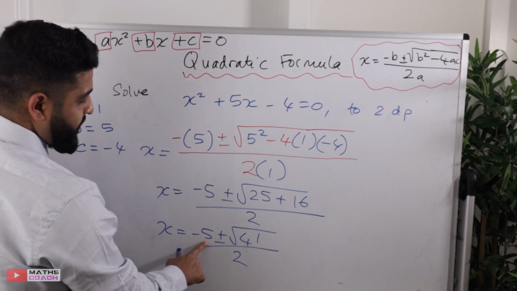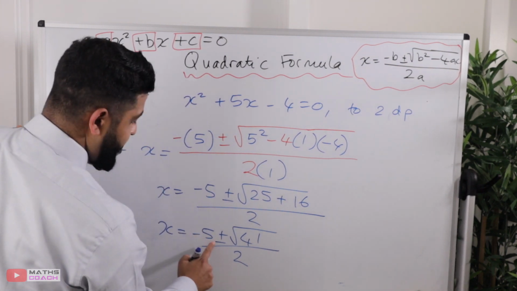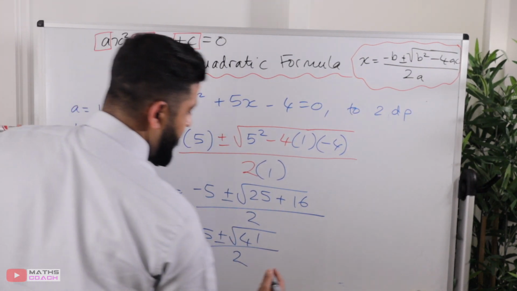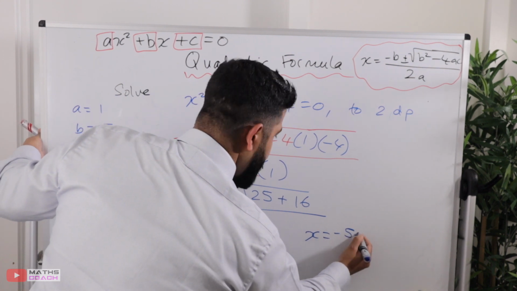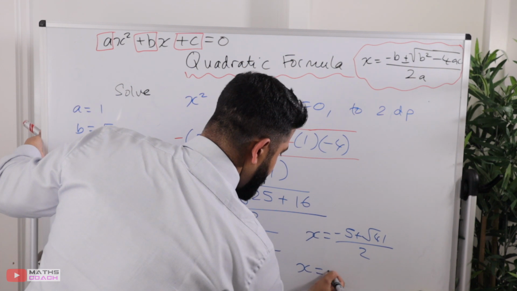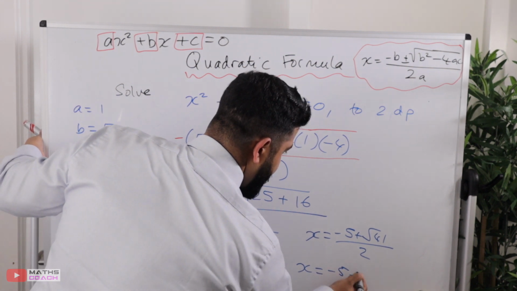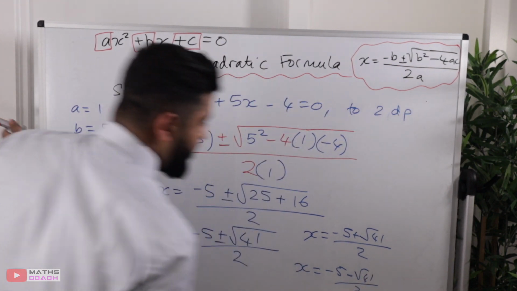So we're going to have minus 5 plus root 41 over 2, and we are going to have minus 5 minus root 41 over 2. So the 2 versions are minus 5 plus root 41 all over 2, and x is equal to minus 5 minus root 41 over 2. Hope you can see that down there.